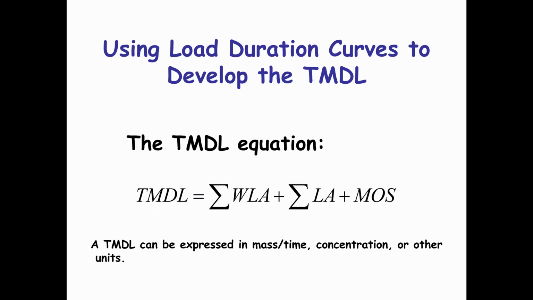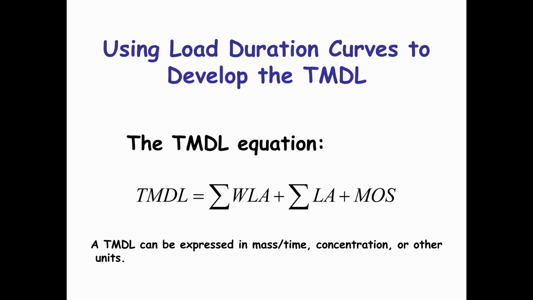All right, so now this is the last slide I'm going to show in this section. Here we can use the load duration curves to develop a TMDL, and I'll show some details of that in the next video. The TMDL equation that you've seen already in the class: TMDL is the total maximum daily load, and it's equal to the sum of the waste load allocations plus the sum of the load allocations, which is really the non-point sources, plus a margin of safety.